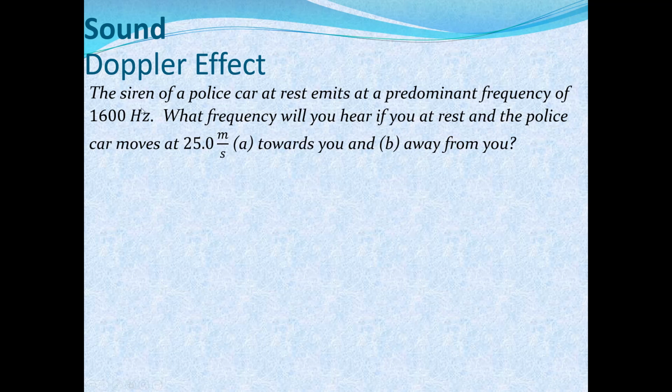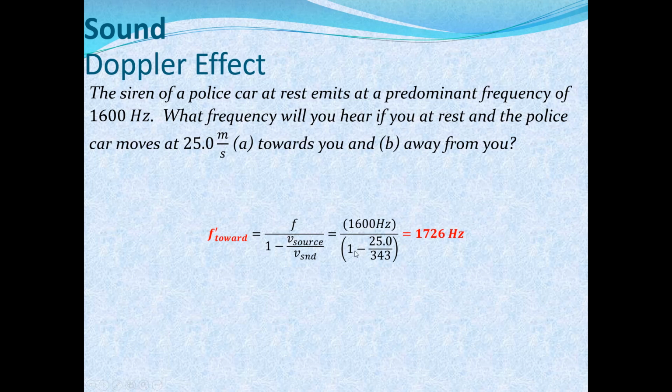All right, so here we have the police siren. We know the frequency when we hear it at rest, and we want to know what it is when it's moving at a speed of 25 meters per second. If it's moving towards us, we make that number negative on the bottom. So we plug in the 25, and we're just going to use 343. We get that the frequency we hear goes from 1600 hertz to 1700 hertz. And when it moves away, we switch that sign to a positive and get 1491 hertz.